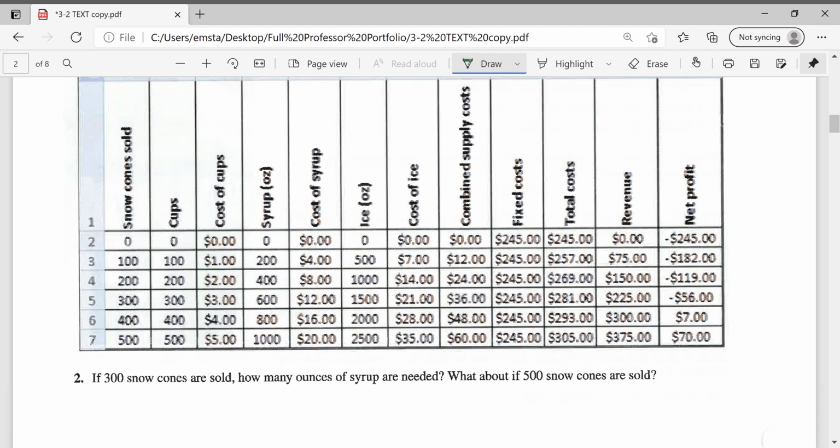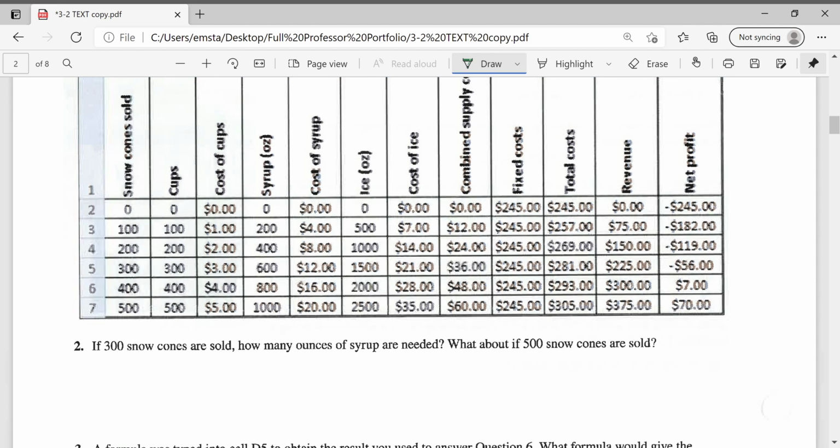So using this chart, I'm going to try not to scroll up too far here. If 300 snow cones are sold, how many ounces of syrup are needed? Well, 300 snow cones is here in row 5. How many ounces of syrup do I need? Looks like I need 600 ounces. What if we sell 500 snow cones? How many ounces of syrup do we need? Well, we need 1,000 ounces of syrup.